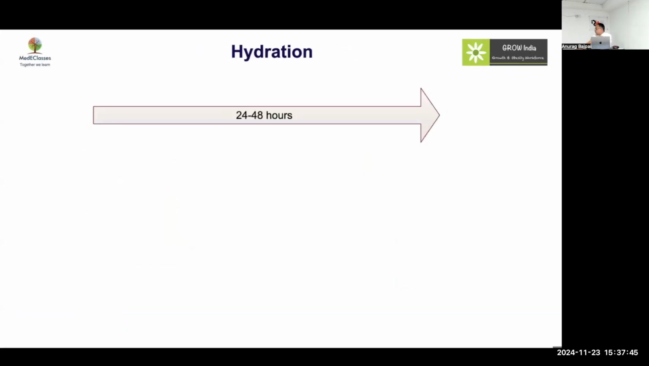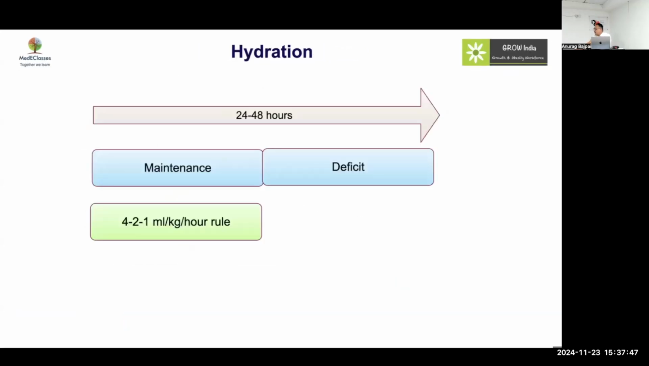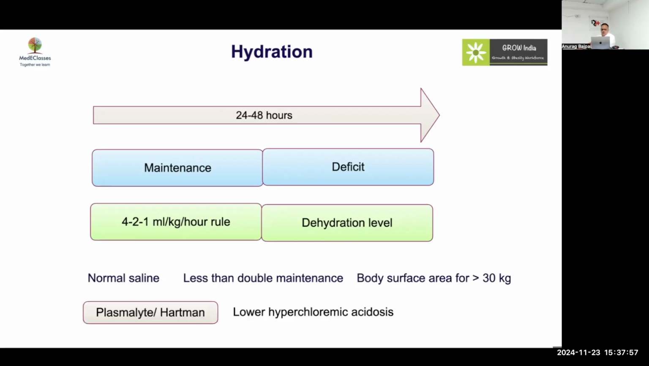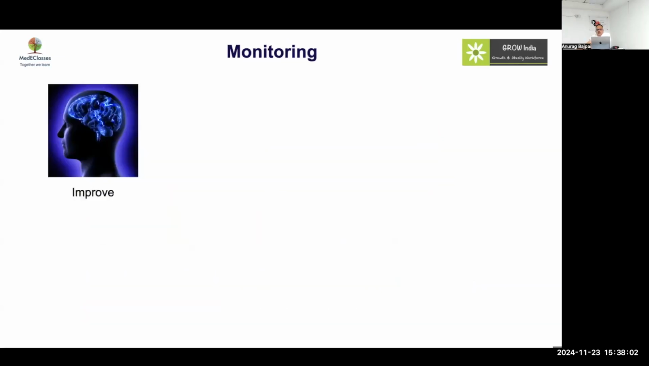So in the initial 24 to 48 hours, we want to give maintenance and deficit using the standard formula, and we correct these aspects over a 48-hour period. Do not give too much fluid and always deduct the boluses which have been given. And we can think of alternate solutions which can be of help in that regard.